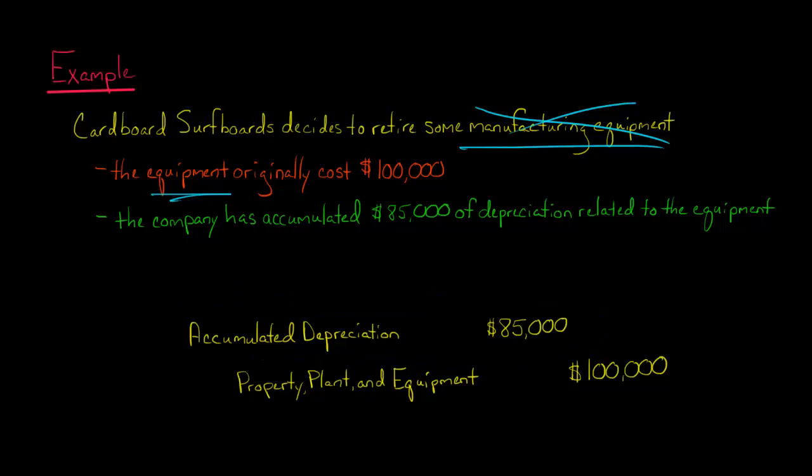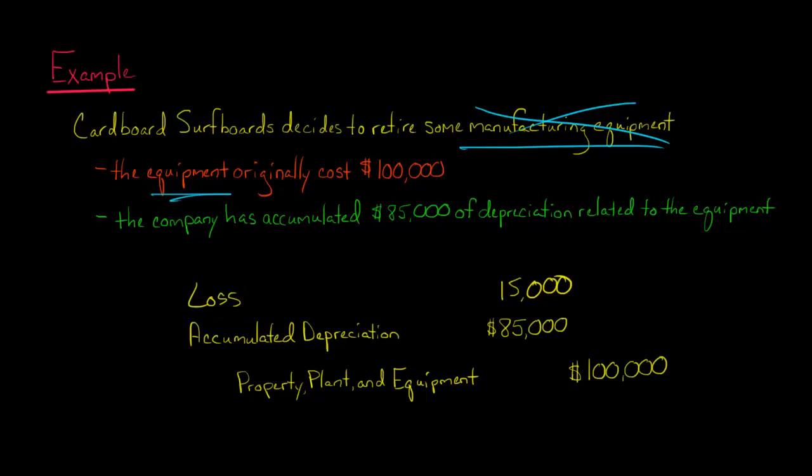But notice, the total debits do not equal the total credits. So we've got a problem here. We're going to need to have a debit of $15,000. And what is that going to be? That's going to be a loss on the retirement of this asset. So this is going to reduce the company's net income on its income statement.